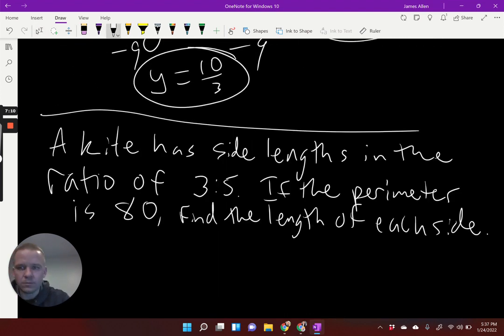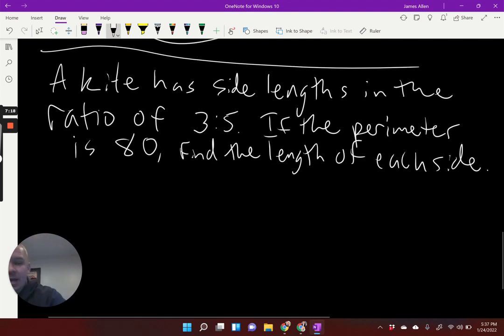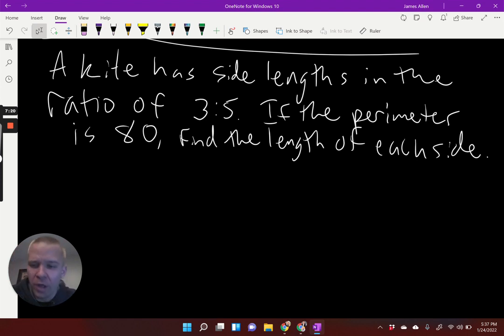Okay. All right. A kite has side lengths in the ratio of 3 to 5. If the perimeter is 80, find the length of each side. Ooh, a ratio problem. Who would have thought, right?